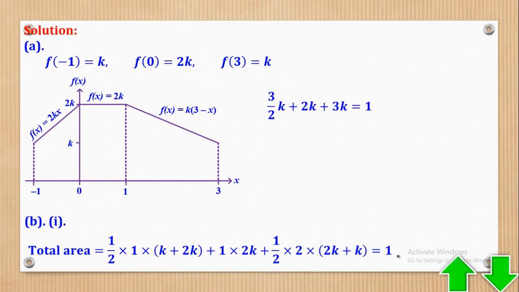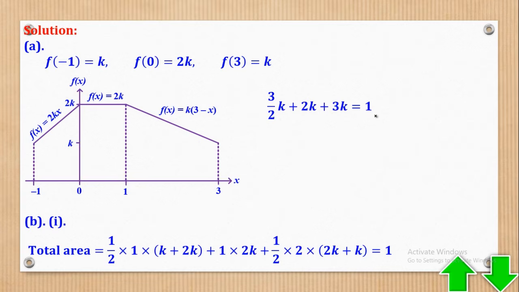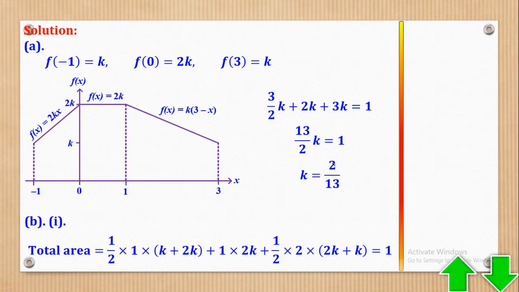So next is to simplify. When I simplify, this area is equal to 3 over 2 k, this area is equal to 2k, and this one is equal to 3k. So when I add all these 3 areas, I must get 1. When I do that, I realize that the whole left hand side is equal to 13 over 2 k, so it will be equal to 1. Now next is to make k the subject, and the value of k will be equal to 2 over 13. So basically that's what they wanted.